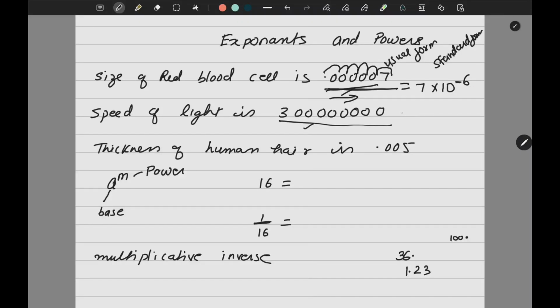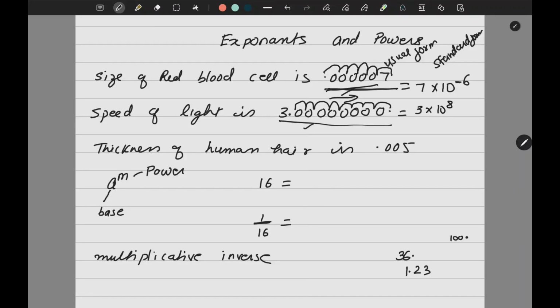Now in the case of this number, the decimal is here, I should go this way. How much am I jumping? 1, 2, 3, 4, 5, 6, 7, 8. So I'll write 3 into 10 to the power 8. Since I am moving towards the left, the power will be positive. And see, this was a big number, and that was a small number.